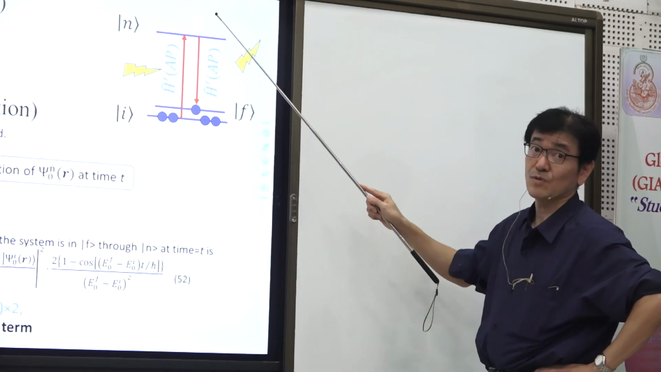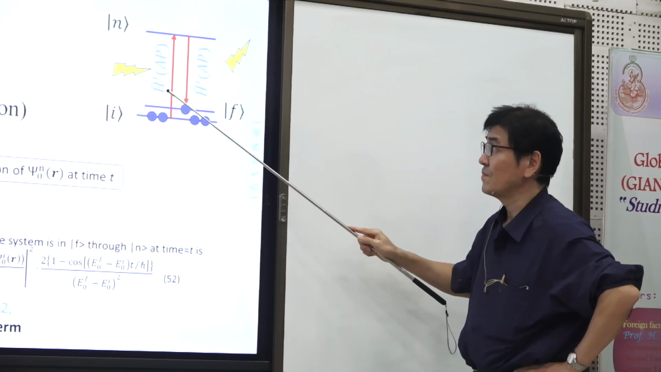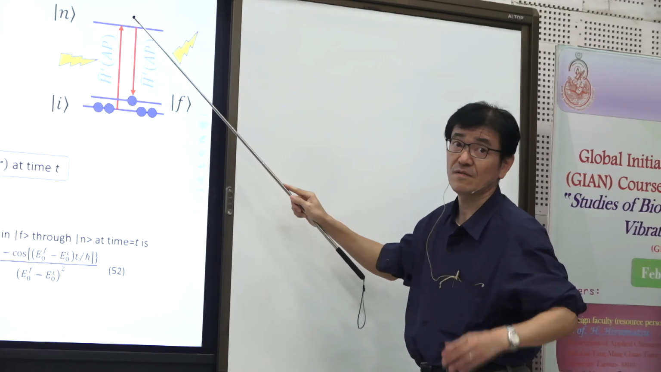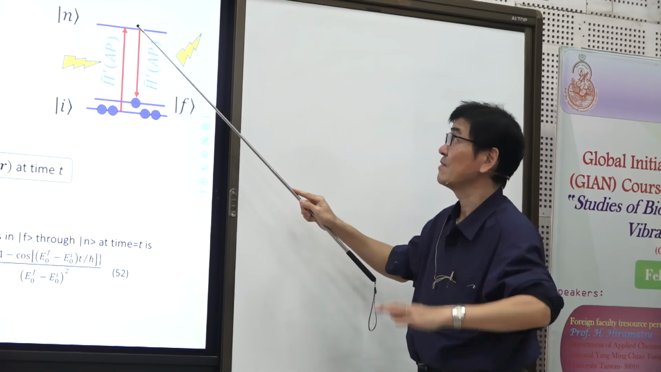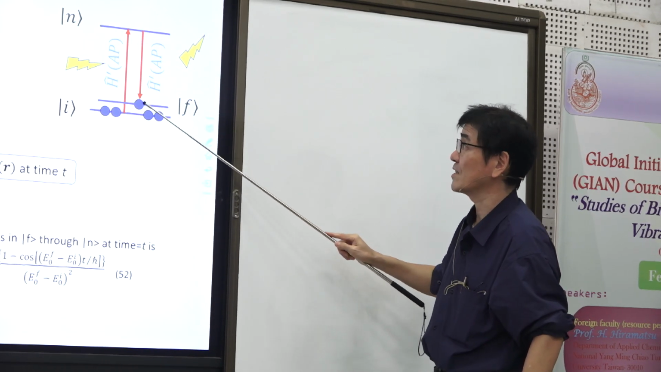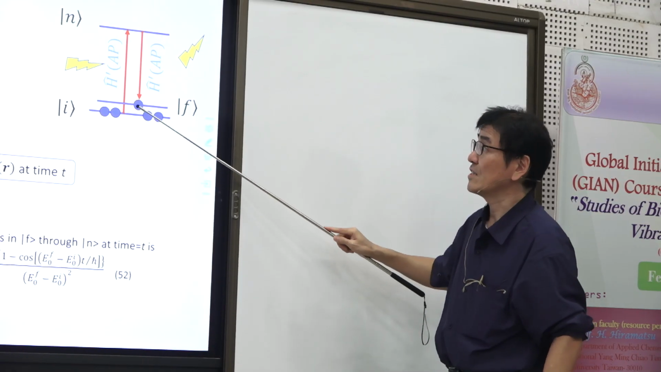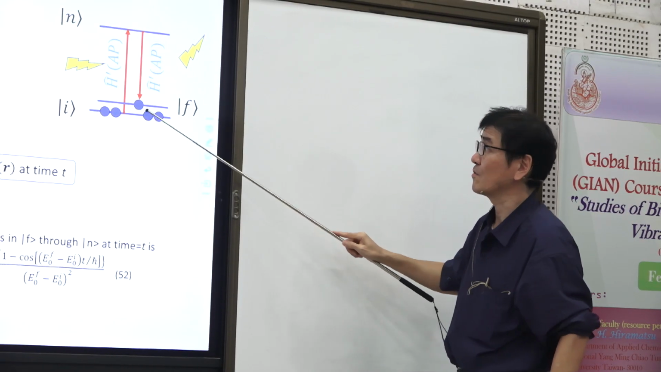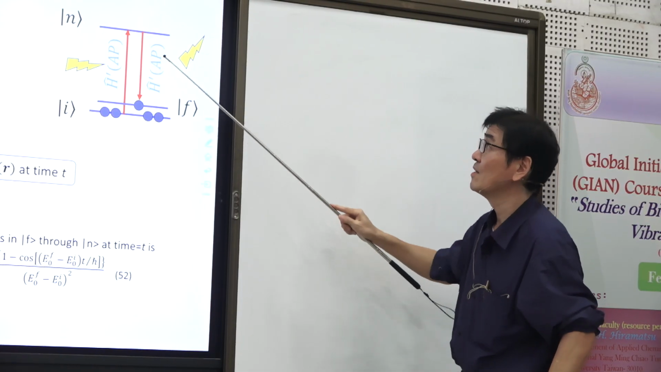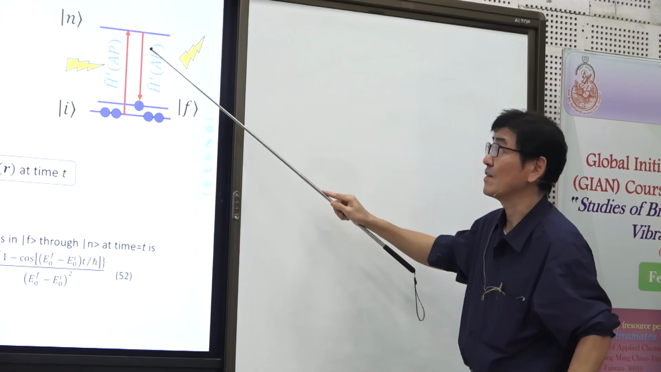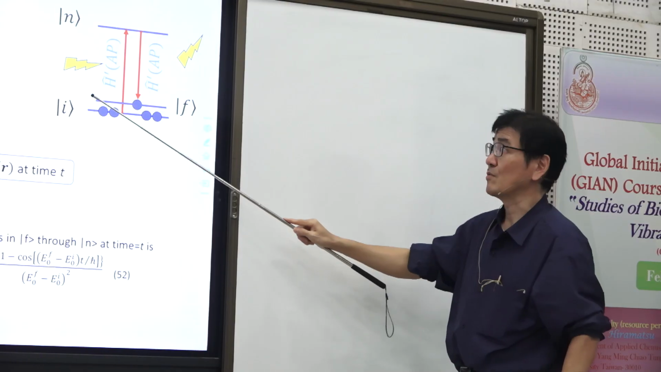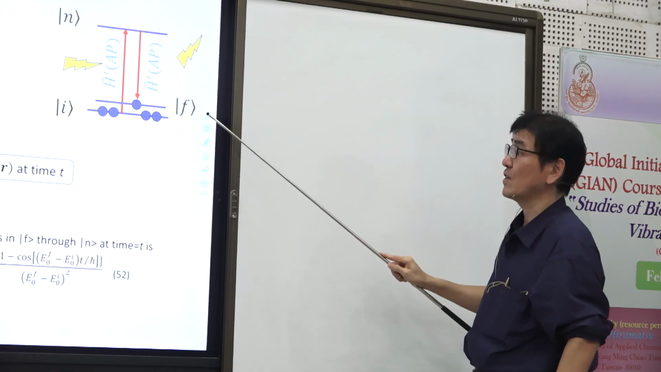During the Raman scattering process, the molecule starts from the initial state, goes to the intermediate state. It may be real or virtual. I don't care for now. But passing through N, it reaches the final state. So the energy difference between this light and this light corresponds to the vibrational energy. So we get the information of molecular vibration from this by measuring the wavelengths and the energy difference between this light and this light. But anyway, the molecule moves from initial through intermediate and reaches the final state.